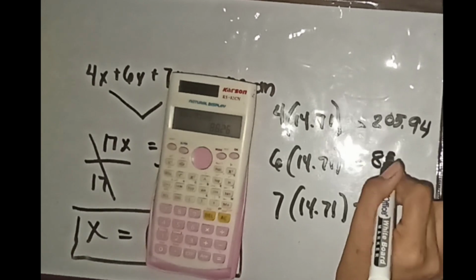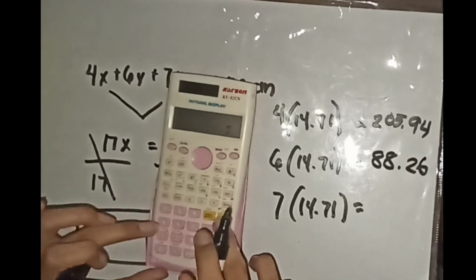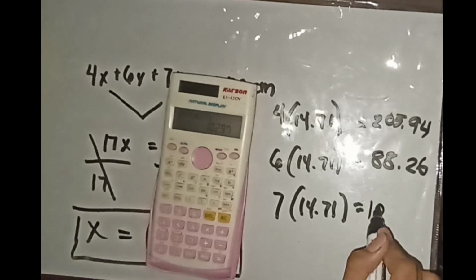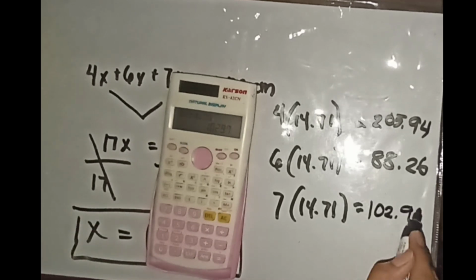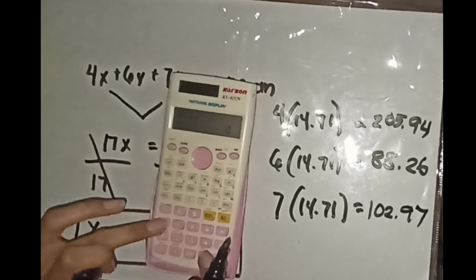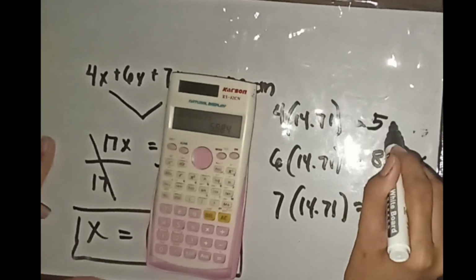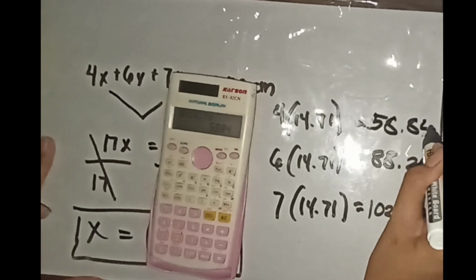Six times 14.71 is equal to 88.26, and then 7 times 14.71 is equal to 102.97, and then 4 times 14.71 is equal to 58.84.